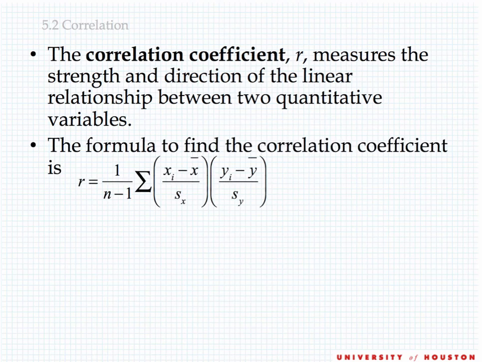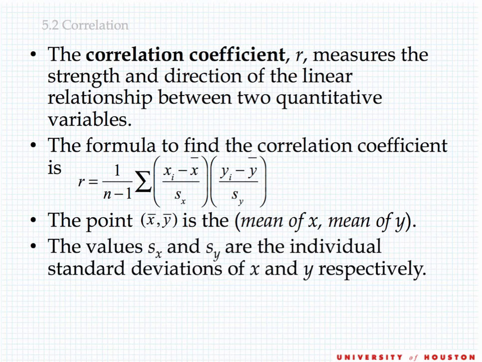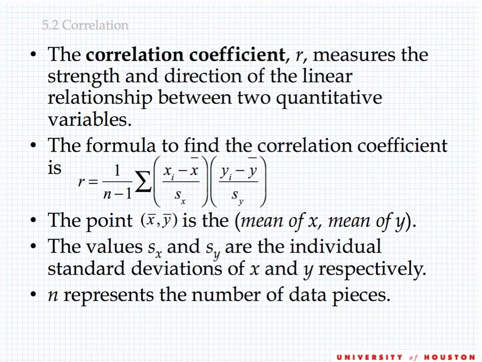The formula to find the correlation coefficient is R equals 1 divided by n minus 1 times the sum of all the x's minus their mean divided by their standard deviation, times the y's minus their mean divided by the standard deviation. The point x bar, y bar represents the mean of x and the mean of y. The values s sub x and s sub y are the individual standard deviations of x and y respectively. And n is the number of data pieces.